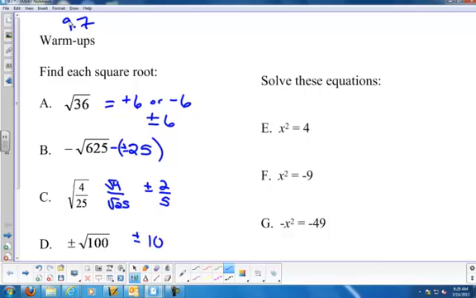So when we're solving this, you would take the square root of each side. So x would equal positive or negative 2. This would be impossible. There's no number times itself that equals negative 9.